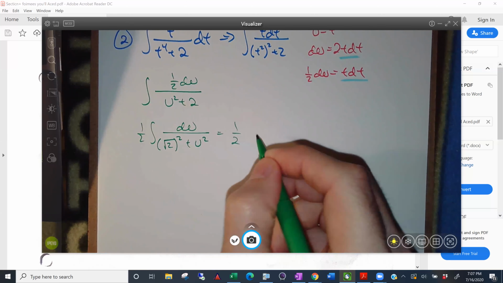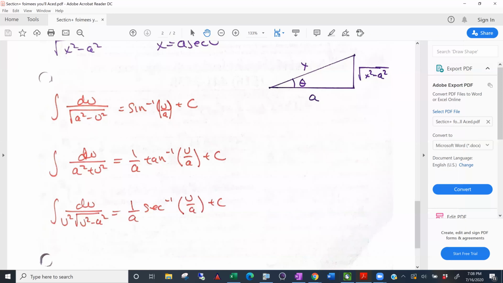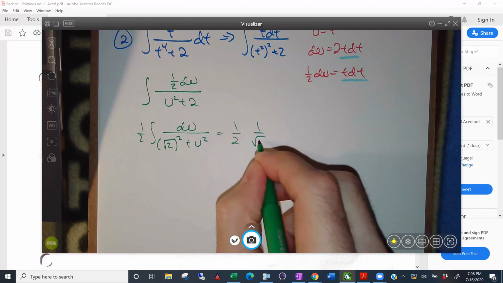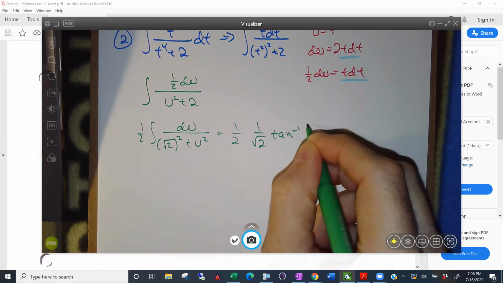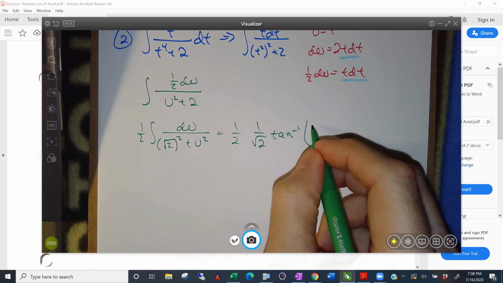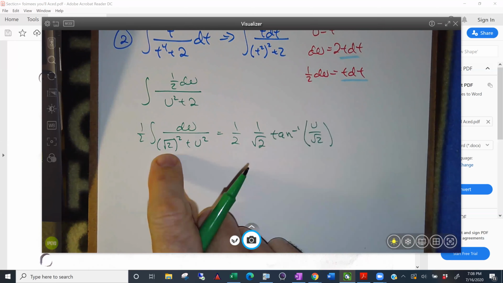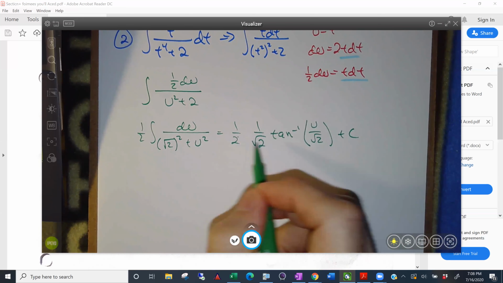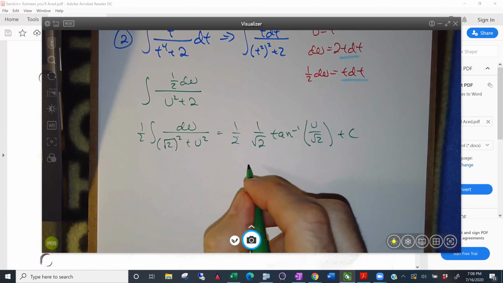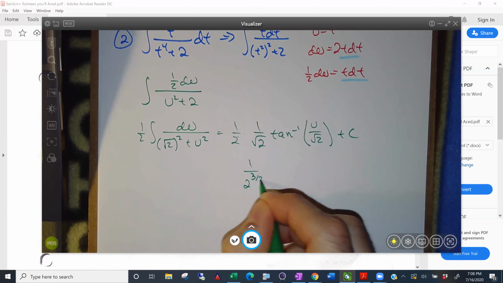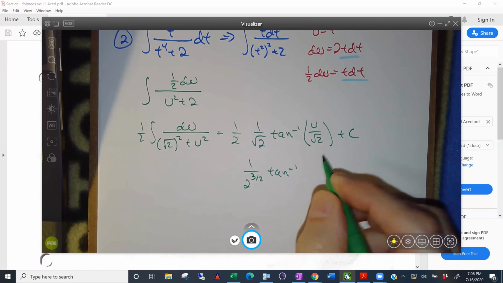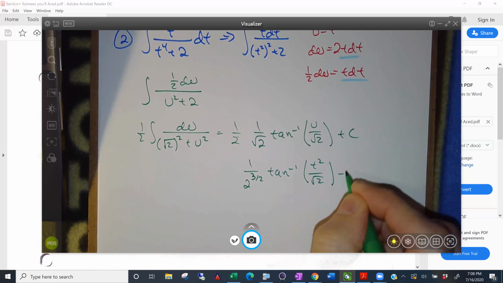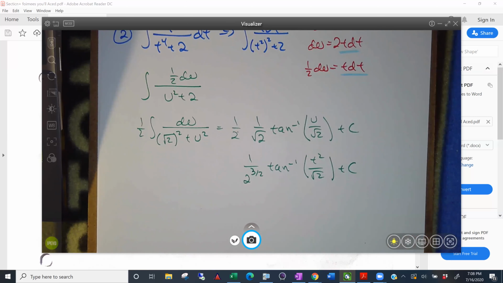This is in the right form. So if you want to take a quick look back, I need 1 over a, so that's going to be 1 over the square root of 2 times the inverse tangent of u over a, so u over the square root of 2. And because this is an indefinite integral, we'll put in a constant like that. 2 to the first times 2 to the 1/2, well, we can rewrite that as 2 to the 3/2 times the inverse tangent. U is taking the place of t squared over the square root of 2 plus a constant. Beautiful.